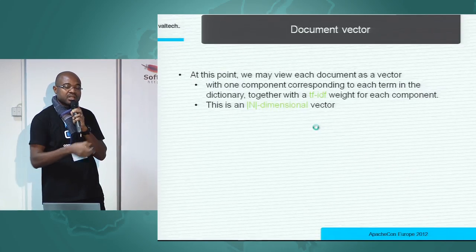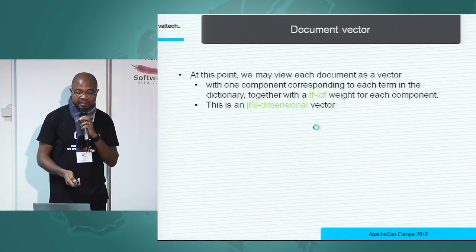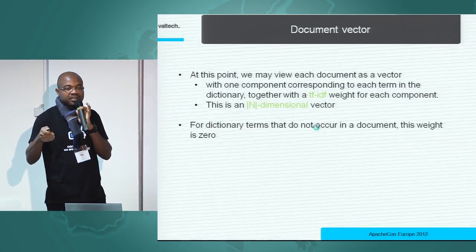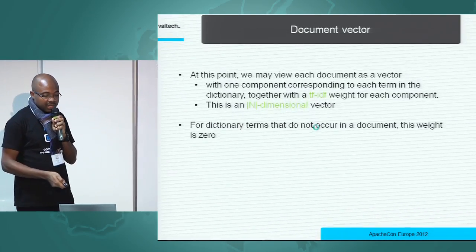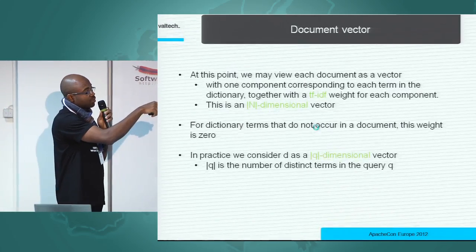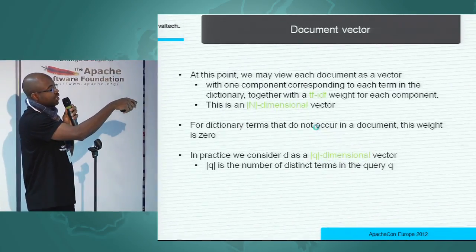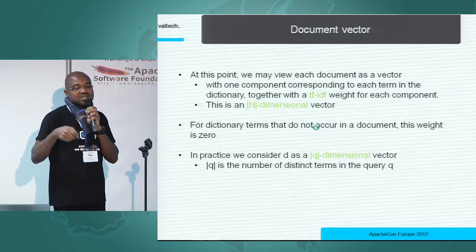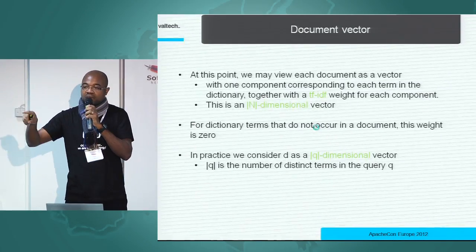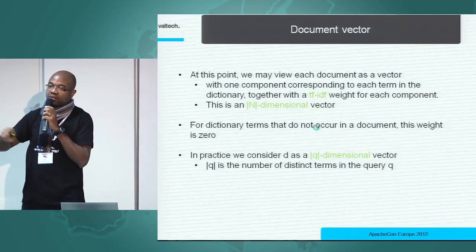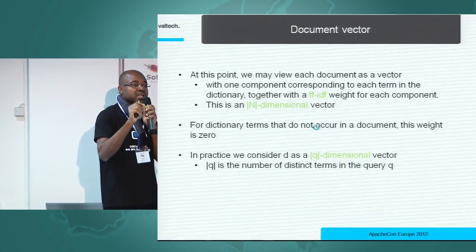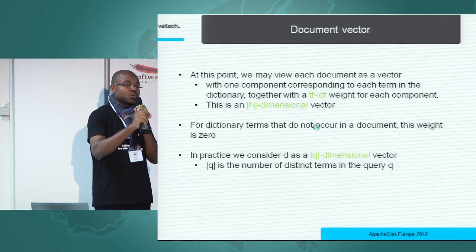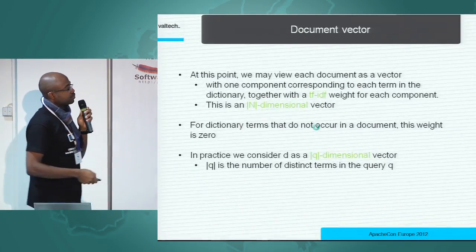We just see the expression. It is an n-dimensional vector conceptually, but in practice we use a q-dimensional vector, because it is not important to take every term in the collection, because it's the query that is important. We just take the terms that appear in the query to build our vector space.